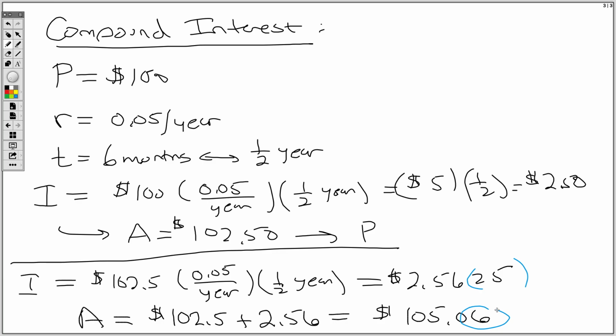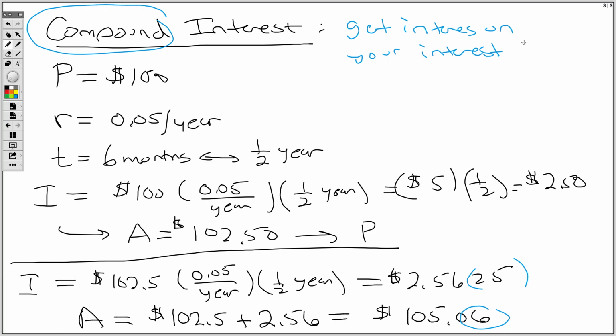And the reason why you're getting more using this scheme than the previous scheme is because not only are you getting interest on that initial $100, you're getting interest on your interest. And that's the idea of compound interest: you get interest on your interest. Okay?